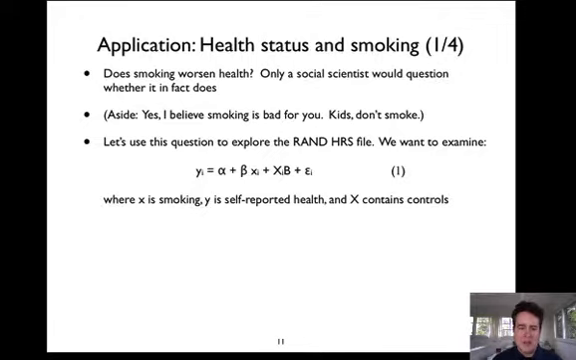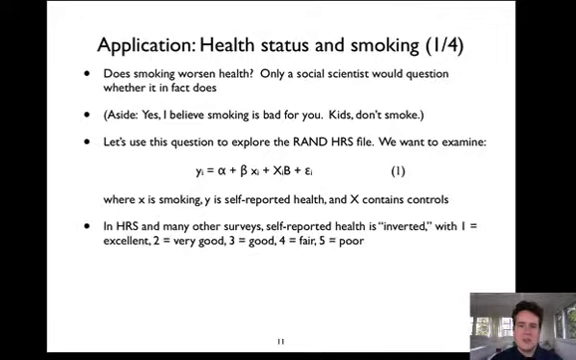Well, let's think about using this particular question to explore the RAND HRS files. We want to examine this relationship where the little x is smoking. It's going to be a binary variable. The little y on the left-hand side is self-reported health. That's the outcome or endogenous variable. And the big X contains various controls that we might think are useful.